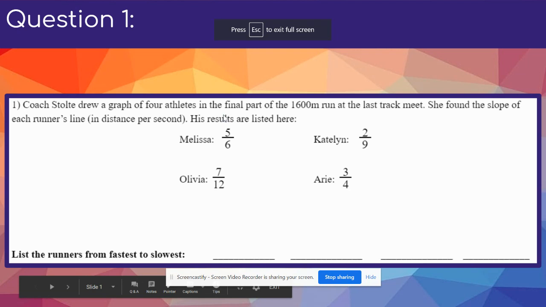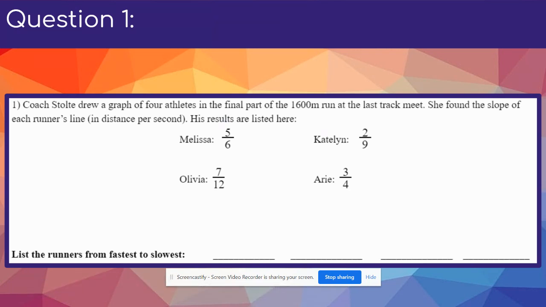Coach Stolte drew a graph of 4 athletes in the final part of the 1,600-meter run at the last track meet. She found the slope of each runner's lines in distance per second. Her results are listed below. You need to list the runners from fastest to slowest. Once you are done calculating that, and you might want to pause this video, you're going to enter your answers below in the Google form.